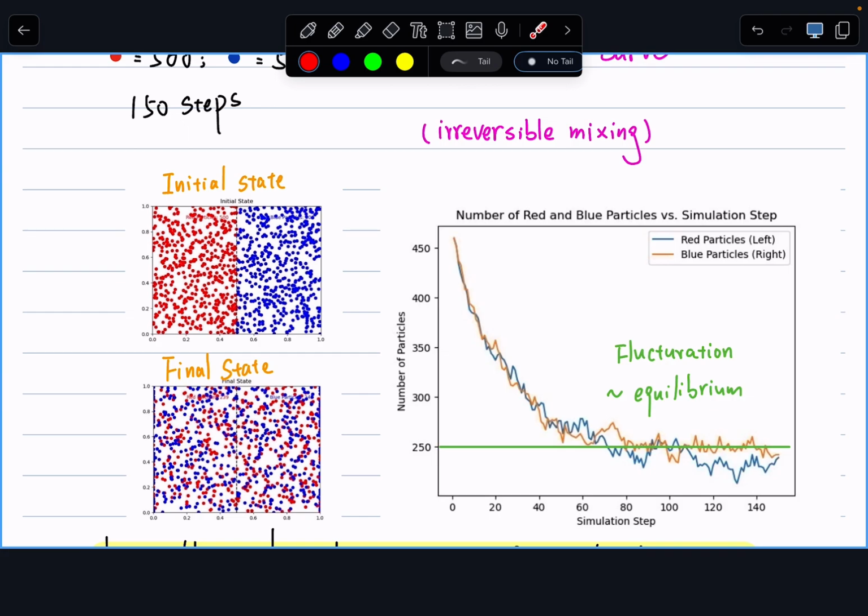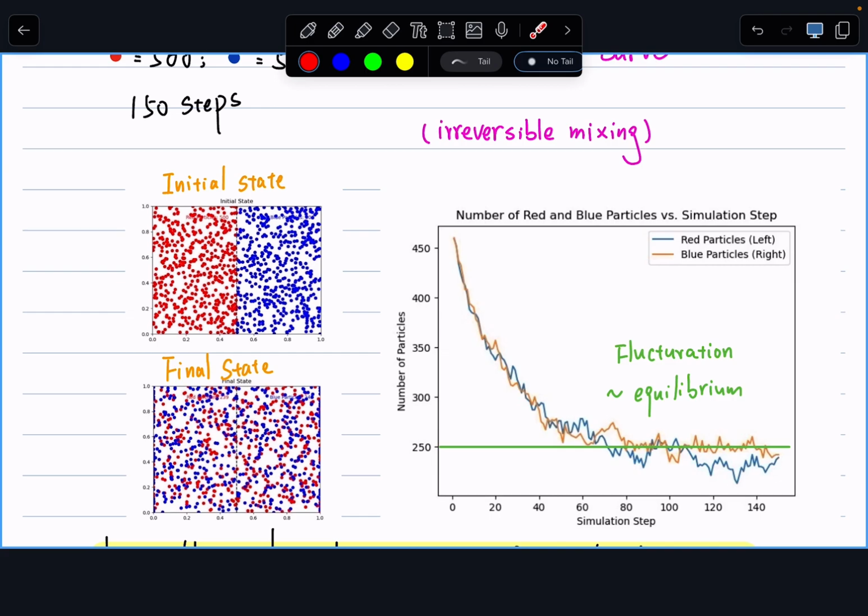500 dots on each side. And then I ask my script to give each dot a random velocity and random direction, and ask it to start moving. Right? For every step, each dot will move in a random direction at a random velocity. After 150 steps, I'm simulating the number of red on the left and number of blue on the right, so that's what each curve means. We're plotting that against simulation time, or steps.